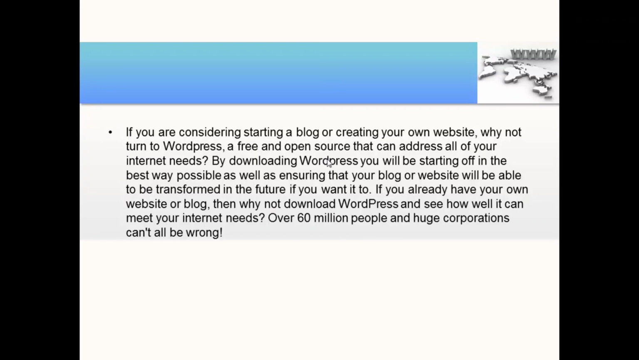If you are considering starting a blog or creating your own website, why not turn to WordPress, a free and open source platform that can address all of your internet needs? By downloading WordPress, you will be starting off in the best way possible, as well as ensuring that your blog or website will be able to be transformed in the future if you want to. If you already have your own website or blog, then why not download WordPress and see how well it can meet your internet needs? Over 60 million people and huge corporations can't all be wrong.